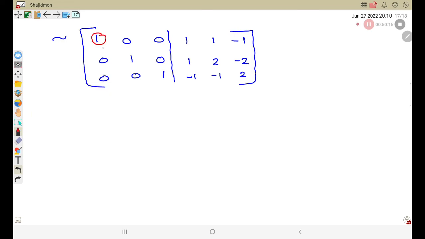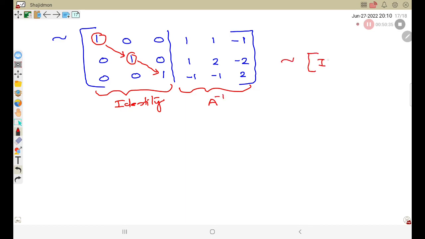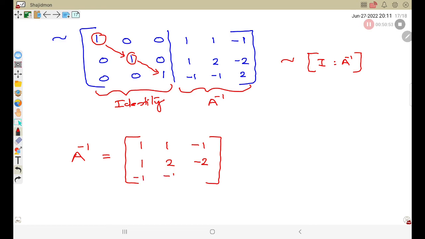Okay, first number is 1, down number 0, then this number is 1, up number and down number 0, then this number is 1, up number is 0. So this matrix is now identity matrix, correct? Then this matrix we are calling A inverse matrix. Okay, so this is we are getting matrix I and A inverse. Okay, so what is the A inverse matrix we are writing? A inverse equal to matrix 1, 1, minus 1, 1, 2, minus 2, minus 1, minus 1 and 2. This is the inverse of the 3 by 3 matrix.